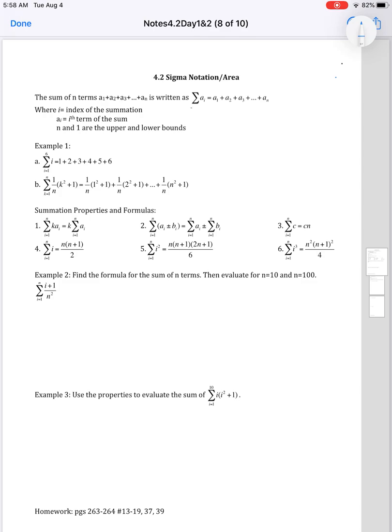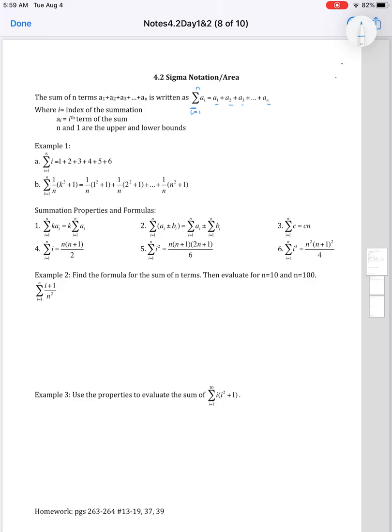So it says the sum of n terms, A1, A2, A3, all the way up to AN, could be written with this symbol right here. Okay, and it's called the summation, or the sigma symbol of A sub I. And then as you work your way through, you're noticing the numbers go up: 1, 2, 3, all the way up to n. Okay, I is considered to be the index of summation. A sub I is the ith term of the sum.